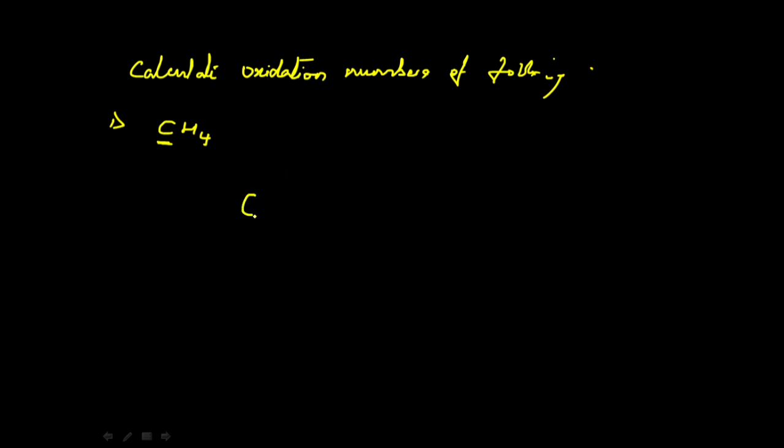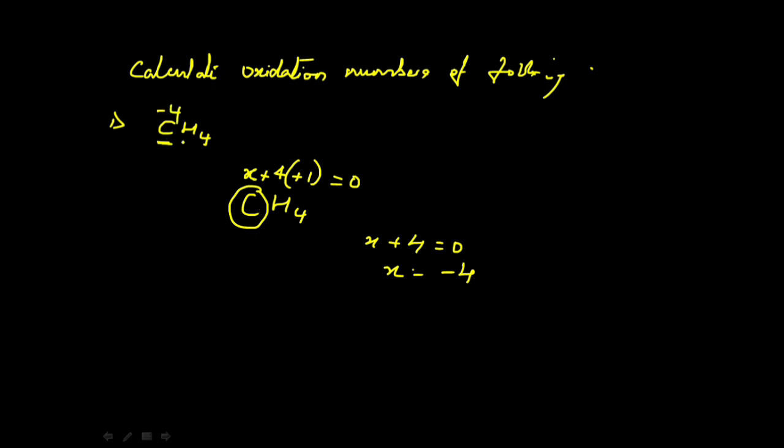First we will write the molecule, CH4. We have to calculate the oxidation number of carbon. I will take the oxidation number of carbon as X, and hydrogen exhibits +1 oxidation state, isn't it? There are 4 hydrogen atoms, so 4 into +1. From the rules, the sum of the oxidation numbers of the elements will be equal to 0. X plus 4 into 1 is 4, that is equal to 0. X is equal to -4. Therefore the oxidation state of carbon is -4. That is how we can calculate the oxidation number.